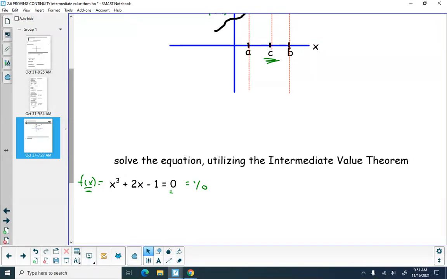On page 124, you have 17 to 24, Monday's assignment. Basically, what you're dealing with is proving continuity. Tomorrow we'll start off with the intermediate value theorem. We're going to prove the continuity there. 17 to 24. All right, questions? The rest of the time is yours.